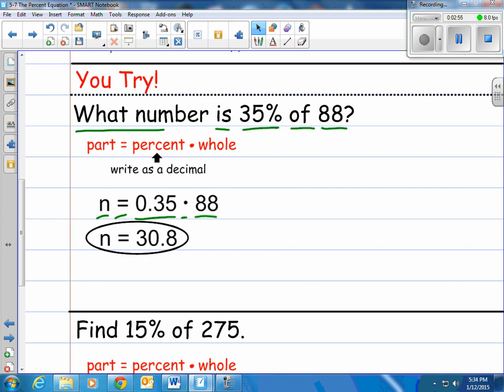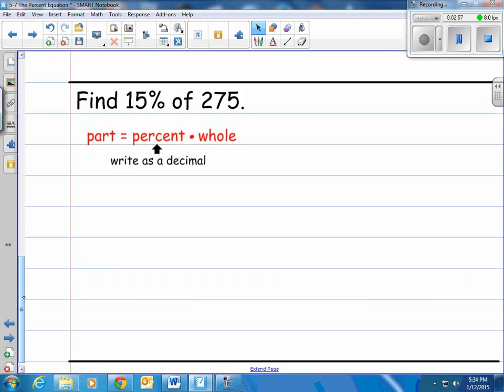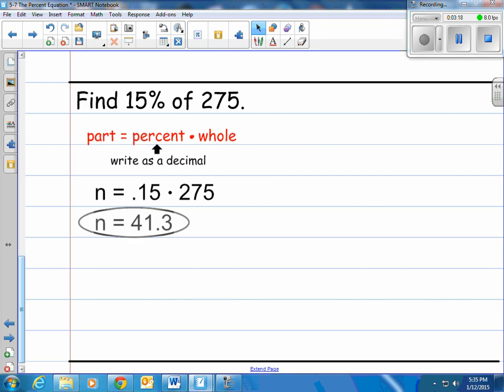All right, let's try another one down here. Find 15% of 275. Again, translating the part, the equals, the percent, times, and the whole. We're looking for 15% of 275, so this is a what is 15% of 275. So there's your n equals 0.15 times 275, which is the whole. Multiply the two numbers together, and you get 41.3.